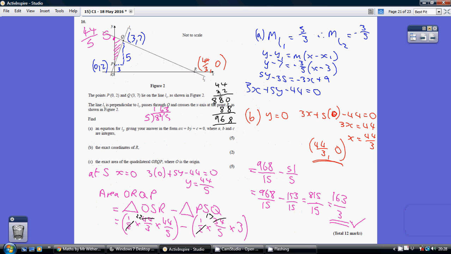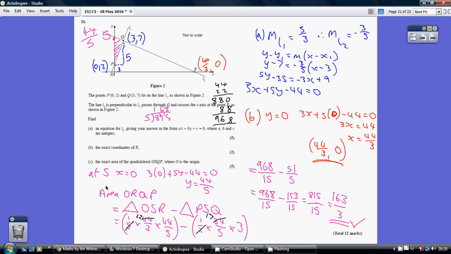Now for part B, we've got to work out the exact coordinates of R. Well, we know R lives on the line L2, and we also know that the y coordinate is going to be 0. So the y coordinate is 0, so 3x minus 44 is going to equal 0, so 3x equals 44, x equals 44 over 3, so the coordinates of R are (44 over 3, 0).